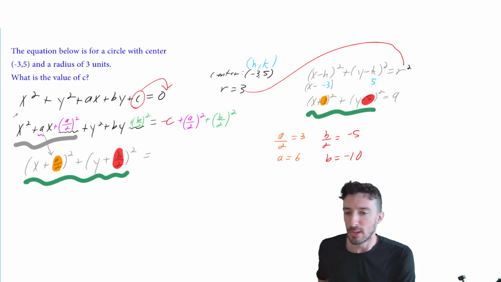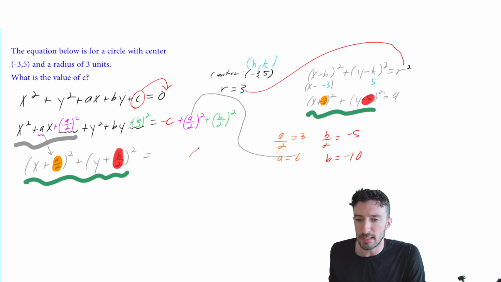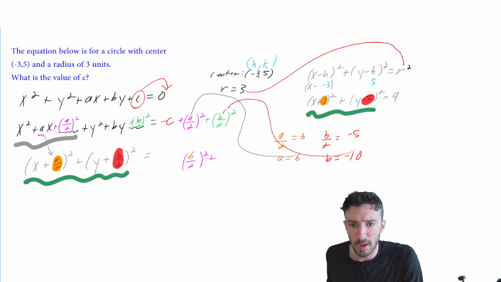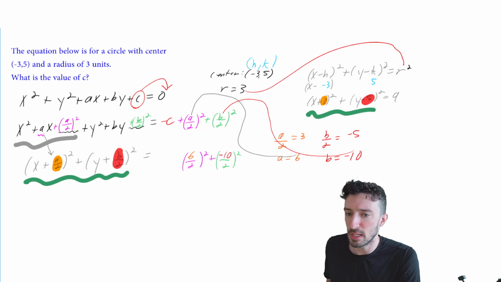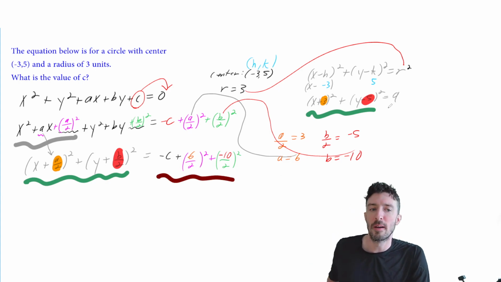I see. Okay, so now that I have those numbers, I can pop them in over here, and I would get 6 over 2 squared. And then let's see the next one, that negative 10. Let's pop that in right there. And then that's going to be also over 2 squared. And then we still have the negative c from above. And all of that right side over here matches up with the right side there.